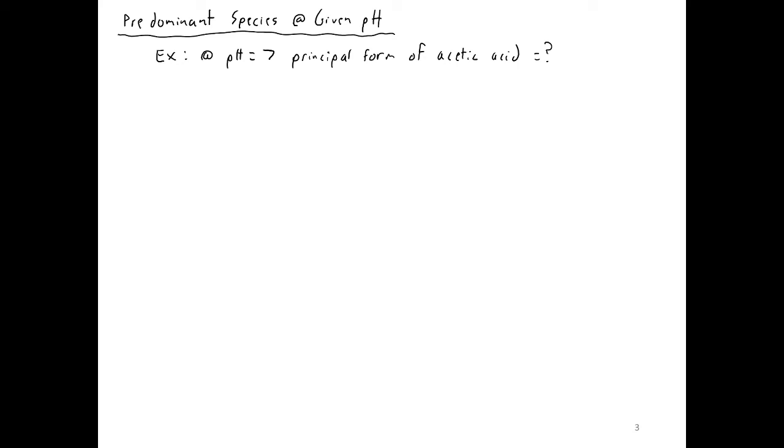So to figure this out, we're going to use the Henderson-Hasselbalch equation. First, let's just look at the species we're dealing with. We've got acetic acid, HC2H3O2. We know there is some equilibrium that exists between it and its conjugate base, C2H3O2 minus, and of course a proton, all in water. And now I'm going to use the Henderson-Hasselbalch equation to see which of these species dominates at this particular pH.